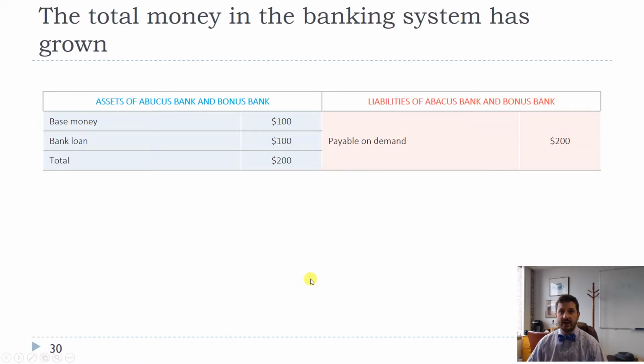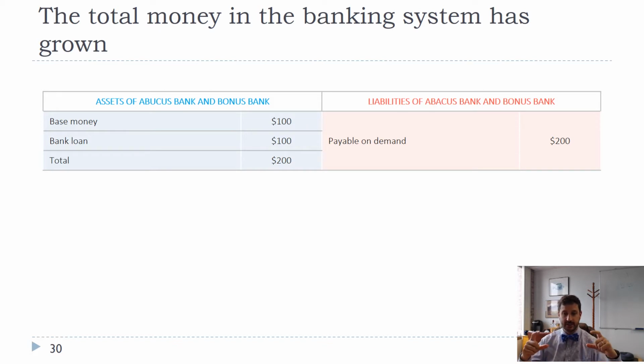The key here is that the total money in the banking system has grown, right? It's grown from $100 that we had at the beginning to $200 that we had at the end, and that was all through the loan that Bonus Bank made to Gino. And they were able to do that because of the deposits that Gino had made. And so the key here is understanding the role that reserves play.